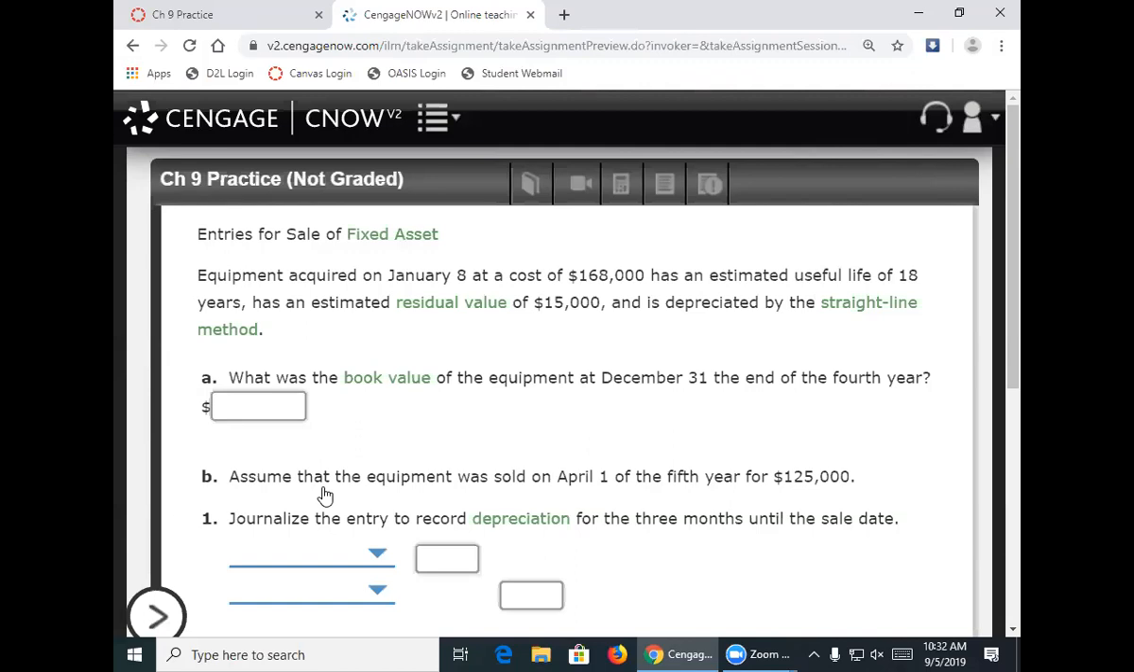What's the most common way to do that? Straight line. Straight line is the most commonly used because it's easy. But again, people will use accelerated methods for tax purposes, to write it off sooner. But straight line is still the most popular.